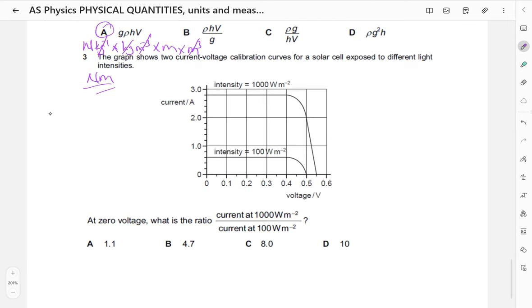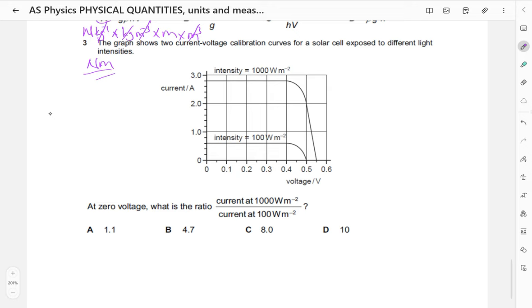And lastly, the graph shows two current-voltage calibration curves for a solar cell exposed to different light intensities. At zero voltage, what is the ratio of current at 1,000 watts per meter squared? I think it is this one here. The scale on the vertical is 1 divided by 5, which is 0.2. So this is 2.8 amperes.